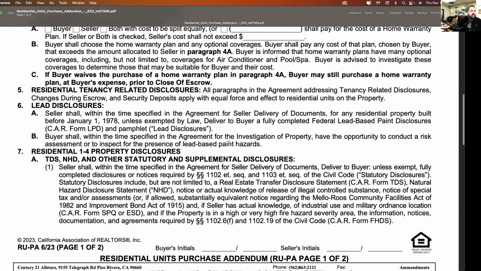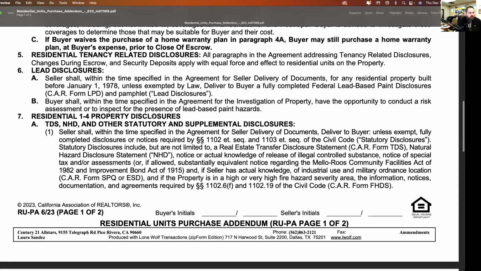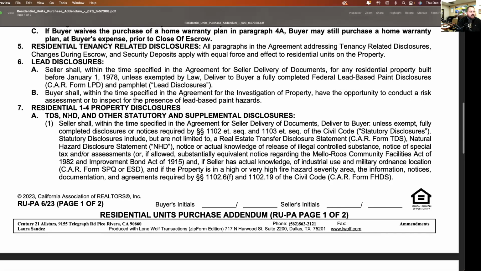The residential tenancy related disclosures: all paragraphs in this agreement addressing tenancy related disclosures, changes during escrow and security deposits apply with equal force and effect to residential units on the property, right? So it's just saying that all the disclosures have to be done, just like any other residential. Residential 1 to 4 unit properties, you need the lead disclosure, the TDAs, TDS, NHD, and any other of the supplemental disclosures, and they're listed in here, what may be required.